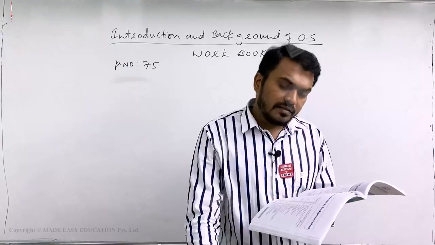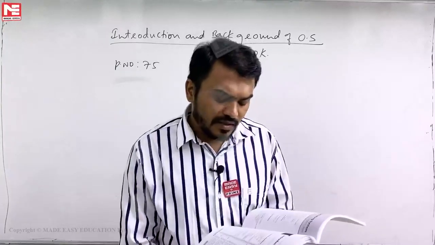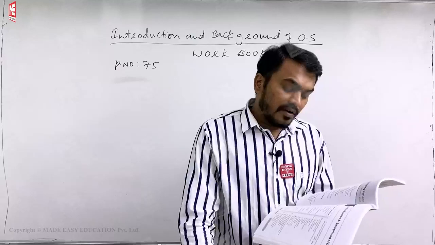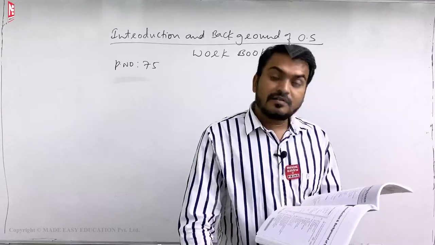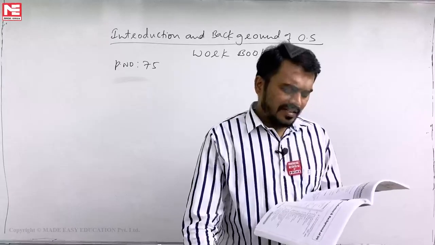So the right answer is what? D. D is the right answer. Next, question number 4. A system with multiple CPUs is called as what? Parallel system. Remember, a multi-processor system is also called as what? Parallel system. Okay. Some basic theory question, right?